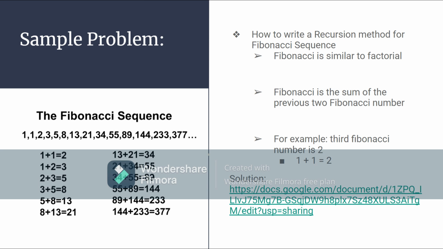So now we have finished looking at the factorial recursion. Now we'll look at Fibonacci sequence for recursion and this sample problem. So how to write a recursion method for Fibonacci sequence? Fibonacci is similar to factorial, but it's different. Fibonacci is the sum of the previous 2 Fibonacci numbers. For example, you can see from the diagram, the third number is 2, right? And the 2 numbers behind it are 1 and 1. So 1 plus 1 is equal to 2. And for the fourth one, it's 1 plus 2, which is equal to 3. And they keep going like this. This is what the Fibonacci sequence is. And the solution for it will be shown in the next slide.